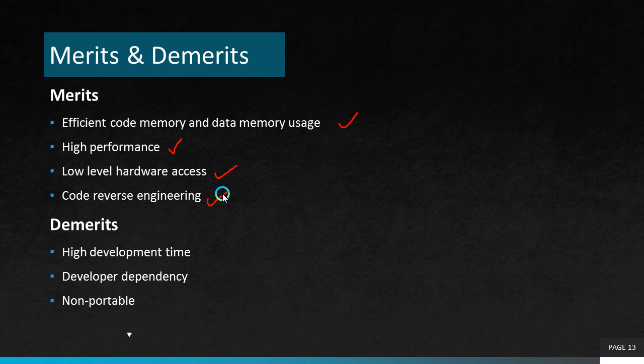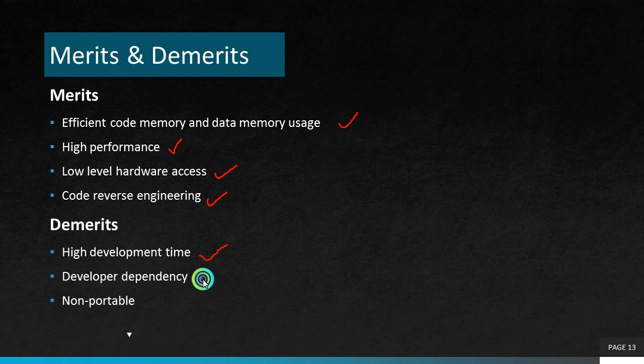Now let's look at the demerits. First one is high development time. Since assembly language is much harder to program, the developer needs to spend more time learning it. One solution for this is to use a developer who is well versed in assembly language. Another reason for high time is that in order to perform an action, assembly code requires more lines than high-level languages like C.